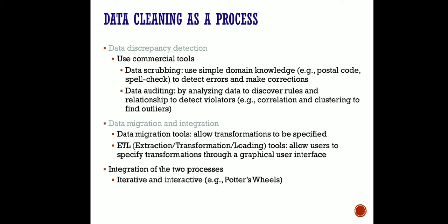Now this is data discrepancy detection, and now we will see how to handle this one. There are some commercial tools available. One is called data scrubbing. We will use simple domain knowledge, for example postal codes and spell check, to correct errors and make corrections. Data scrubbing means we are just trying to remove the dirt from the data and correct it.